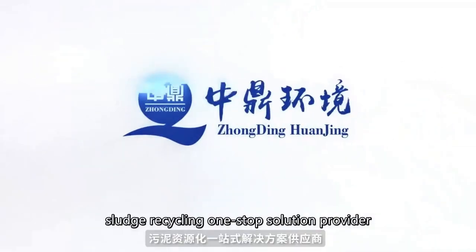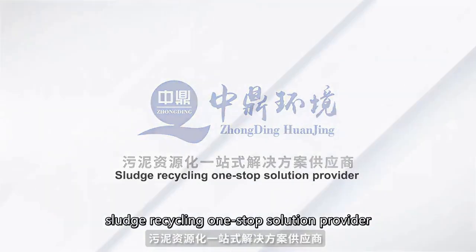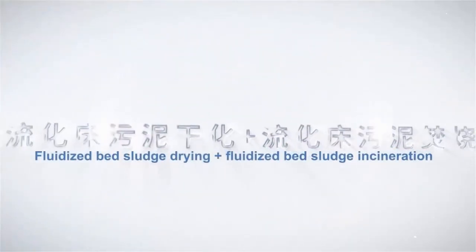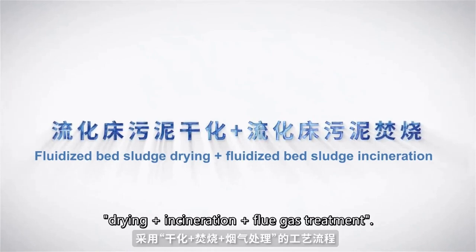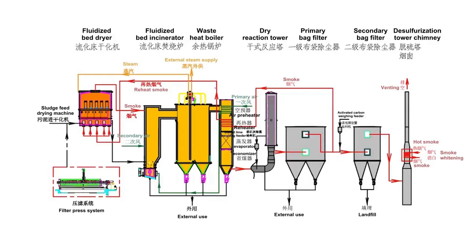Zhongding Environment, a one-stop solution provider for sludge resource utilization. The main sludge treatment process route adopts a process of drying, incineration, and flue gas treatment. The entire system process.